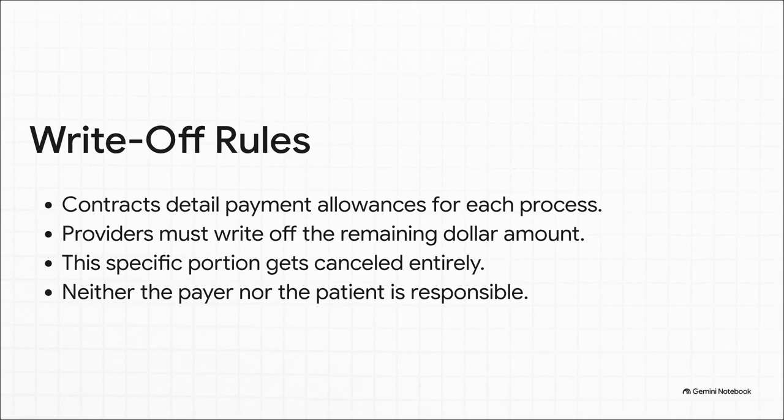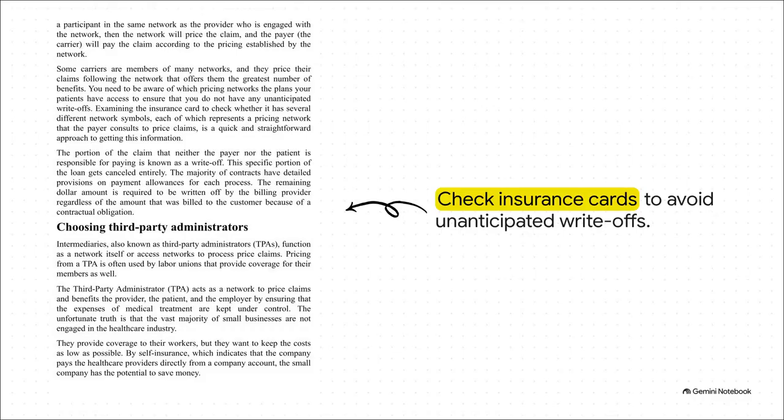No exceptions. But how do we avoid getting hit with unanticipated write-offs in the first place? Well, taking a close look at the patient's insurance card to check for network symbols is a highly effective way to determine which pricing network the payer actually uses. Knowing this upfront helps ensure providers don't face those nasty, unanticipated write-offs.